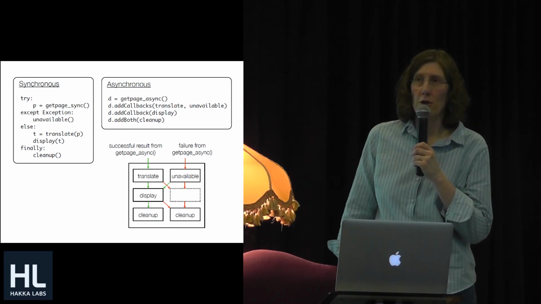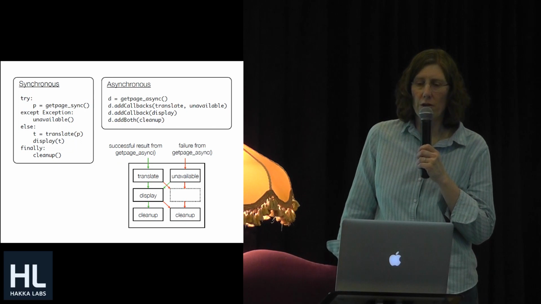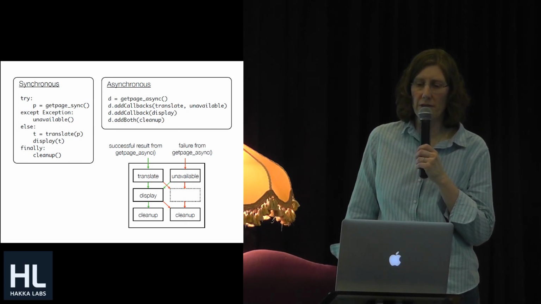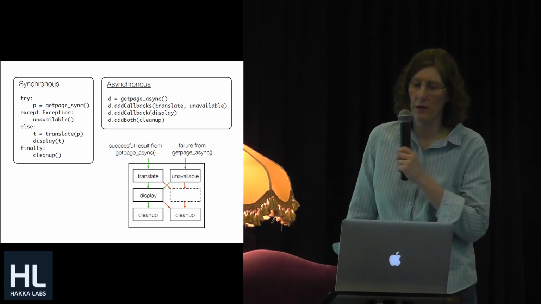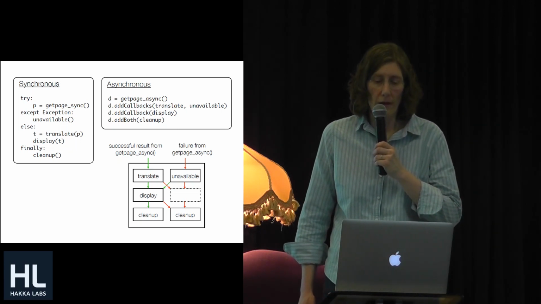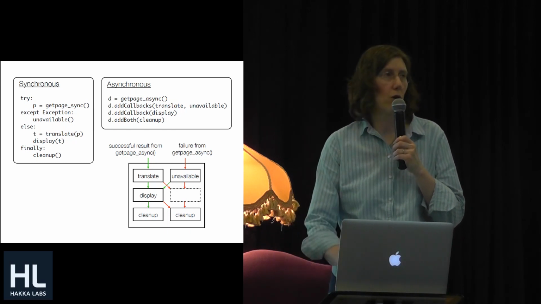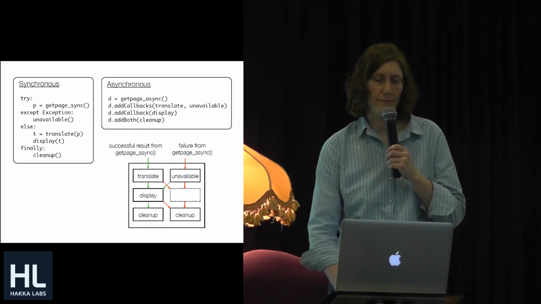And this diagram shows the callback chains that are set up by the asynchronous code. You can see that the flow of control is essentially the same as that of the synchronous code. On the success case, translate, display, and cleanup are all being called. The difference is that this code can run independent of when the request for the page was made.